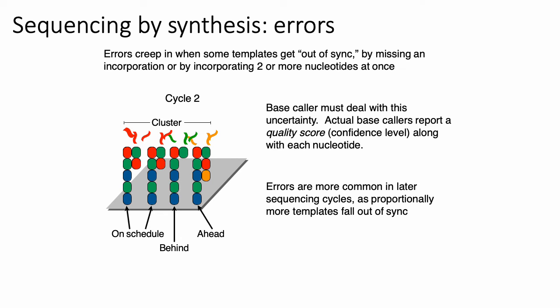Base callers can detect when this kind of out of sync problem occurs, because basically in the early cycles when everyone is in sync, the colors are very definitive and it's easy to tell what's red and what's green and so on. But as you get more and more out of sync, the colors start mixing, and so you get less and less pure signal. And so the base callers are able to look at those images and see distortions in the color, and then estimate some level of base quality for each base in the read that it sequences.